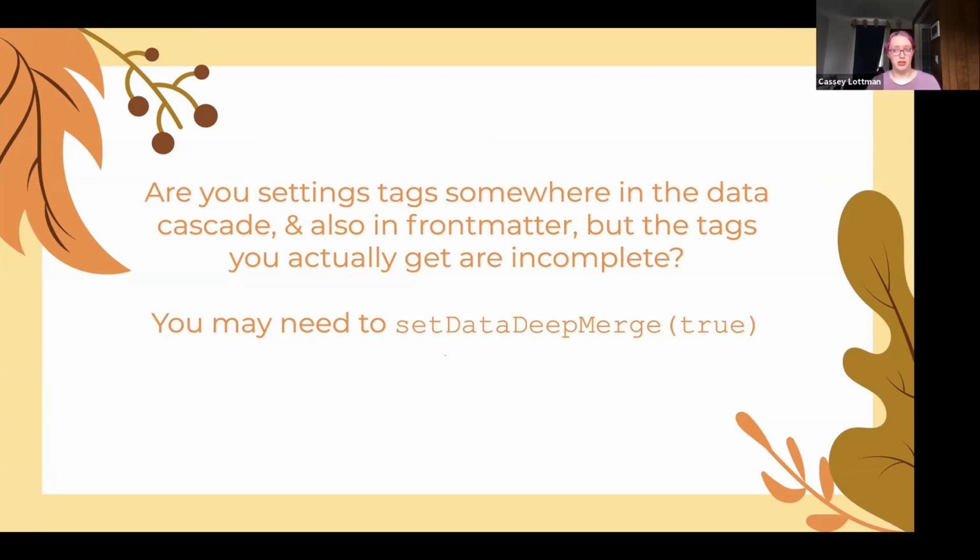True will become the default, but in prior and stable versions of Eleventy, the default for data deep merge is false. But if you're using the data cascade, your expected behavior, the way that you are thinking it probably works, is for data deep merge to be true. So that's something that I always look for in a project, especially when tags start getting, if I'm getting a subset of tags that I expect to see, it's probably a data deep merge problem.